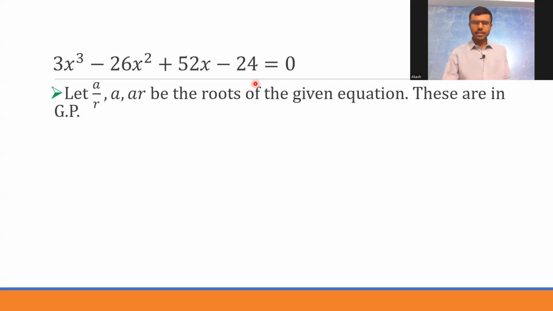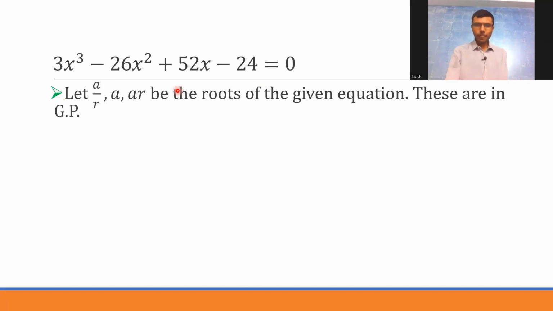Since these are in GP, they have a common ratio. The common ratio is r. If you multiply the first term with r, you get a. If you multiply the second term with r, I get ar. So if you multiply by the common ratio, you're getting the next term. That's what a geometric progression means, right?